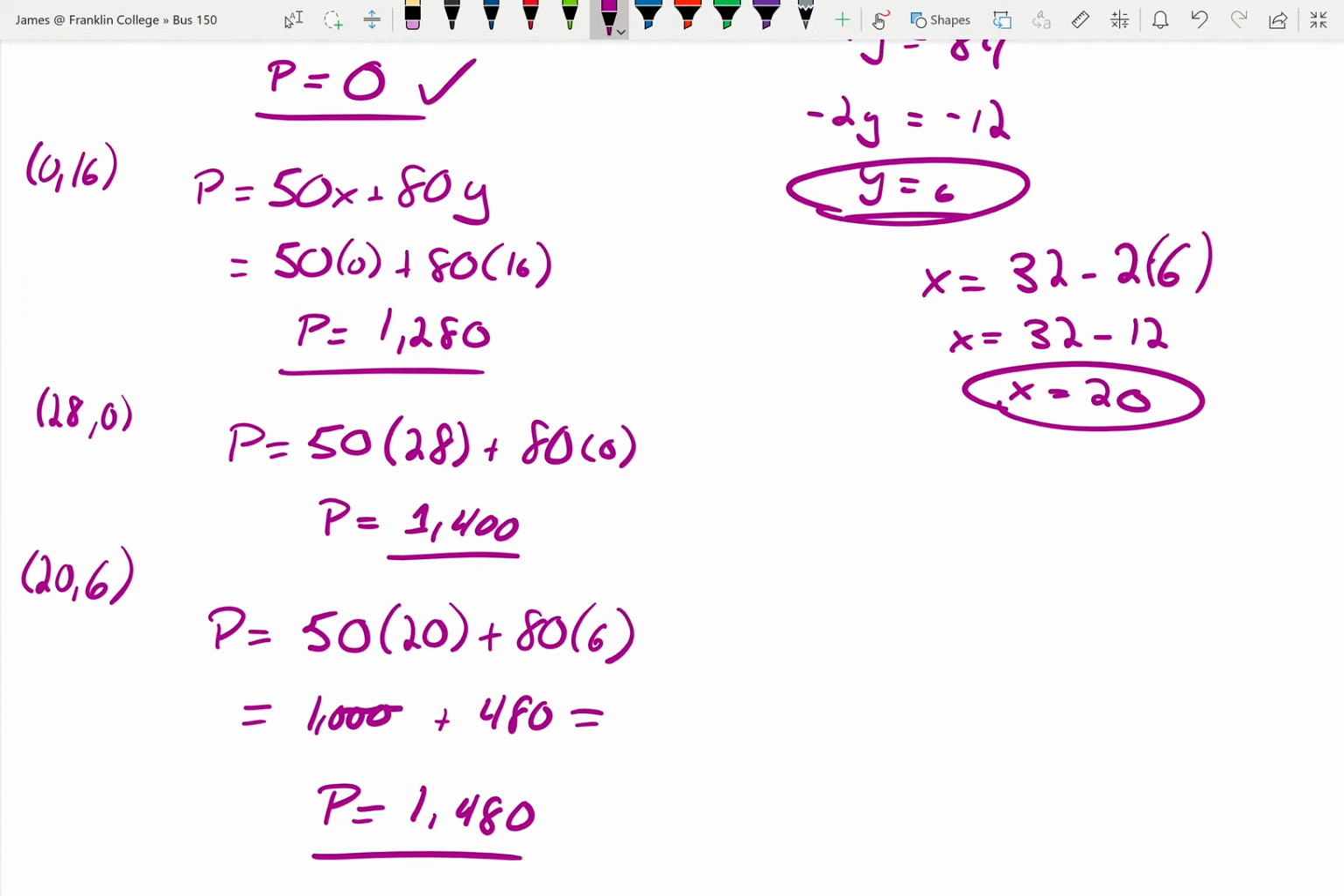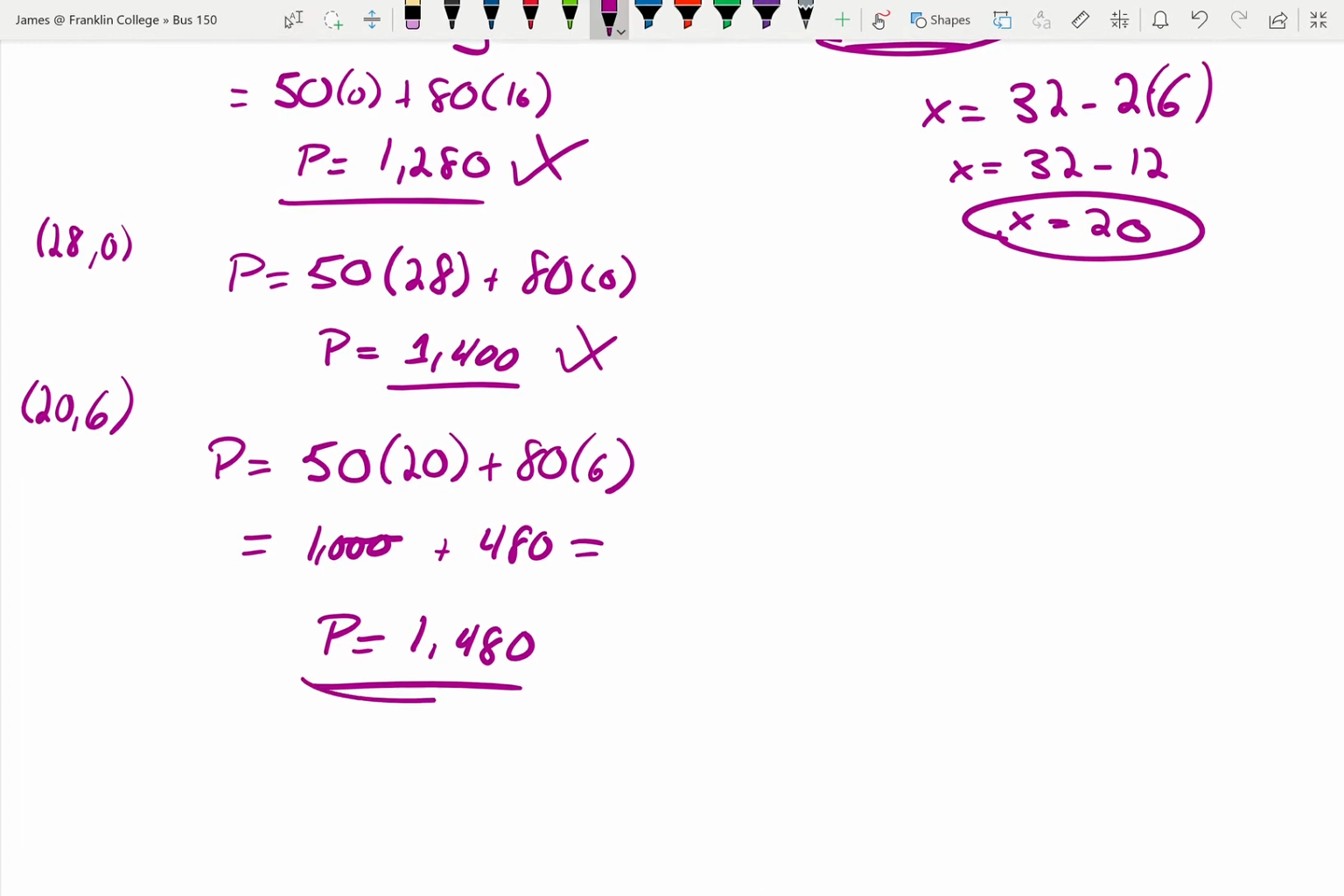We ended up with a profit of 0. Well, that's not going to maximize profits. We have a potential profit of 1,280. That's not going to maximize profit. We also have a potential profit of 1,400. That doesn't maximize profit. And lo and behold, this is the last one that we figured out. The point (20, 6) is what maximizes the profit.